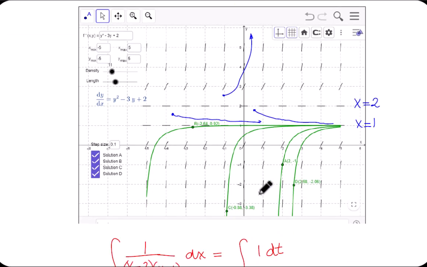And so looking at the flow field, here's 2. So if I start somewhere bigger than 2, the solution will grow. And if I start in between 1 and 2, it's decreasing to 1. And if I start under 1, then it's increasing up to 1.